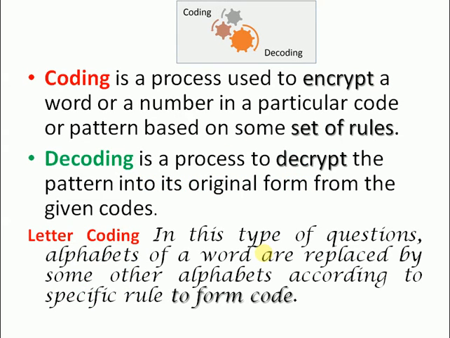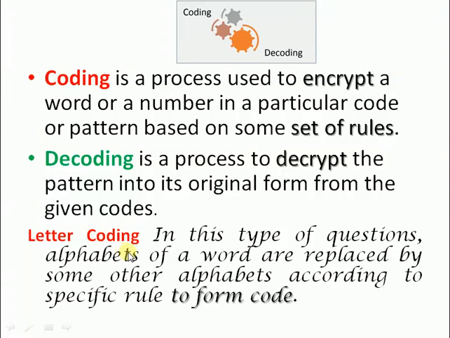It's the process used to encrypt a word or a number in a particular code or pattern based on some set of rules. Decoding means the process of decrypting the pattern into the original form, just the opposite of coding. In this video, let's see some letter coding.